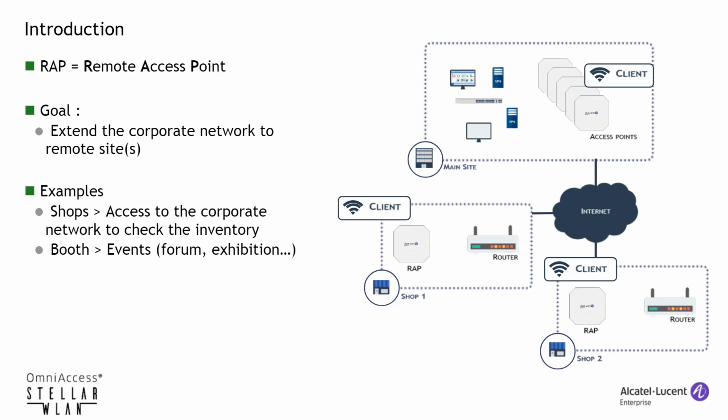In network deployments, it's common to have a central site and remote sites. The purpose of the Remote Access Point feature is to extend the corporate network to the remote locations. Two examples include remote sites that must connect to the corporate network to check inventory, and temporary booths at events like forums or exhibitions.